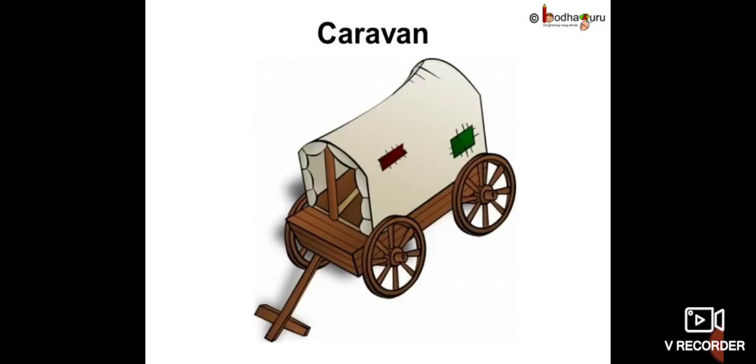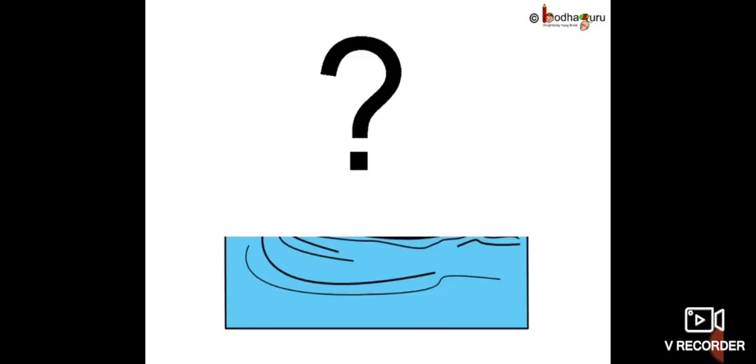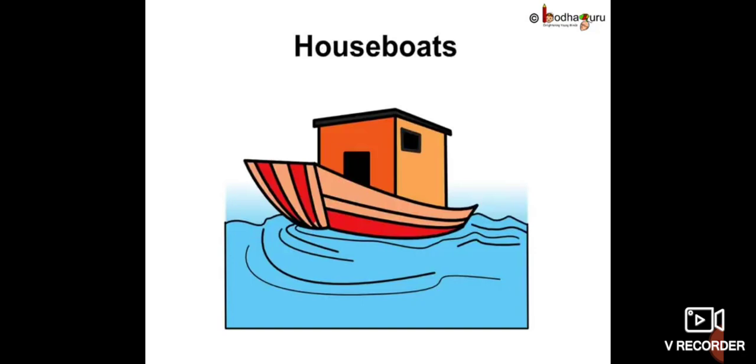In villages, generally people use a bullock cart to make their temporary house, while others use a bus or van and turn it into their moving house. These are called caravans. Do you know one more type of temporary or moving house is there? Instead of road, it moves in water. Yes, I'm talking about a houseboat.